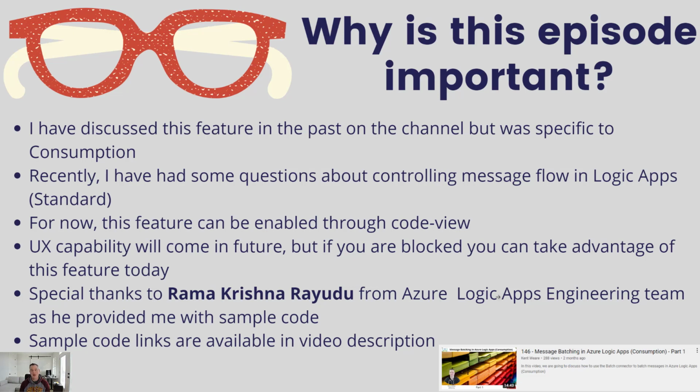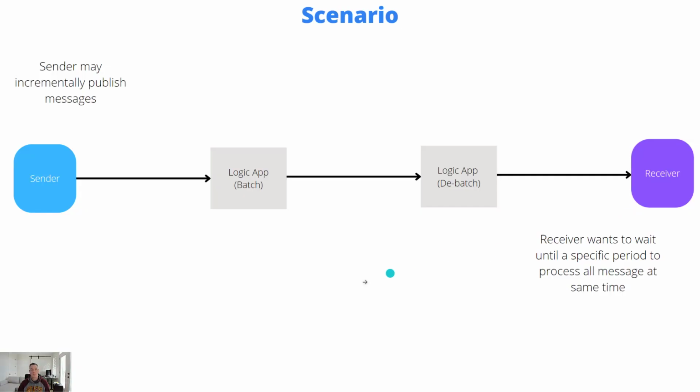Another thing I will also caution on is that I'm not going to redo the entire video here. So if you're new to batch and want to understand a little bit more about it, check out video 146. Link will also be in the description so you can learn more about this capability. But as a brief primer, generally what we want to achieve with batch is to control the flow of messages from a publisher to a receiver.